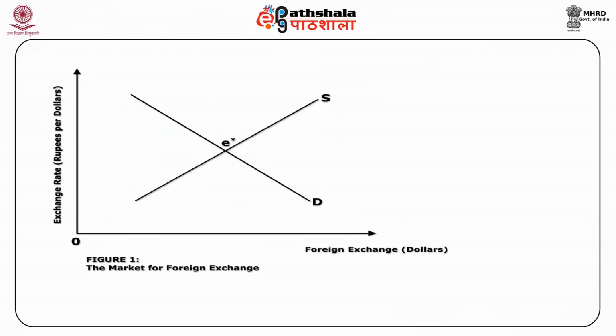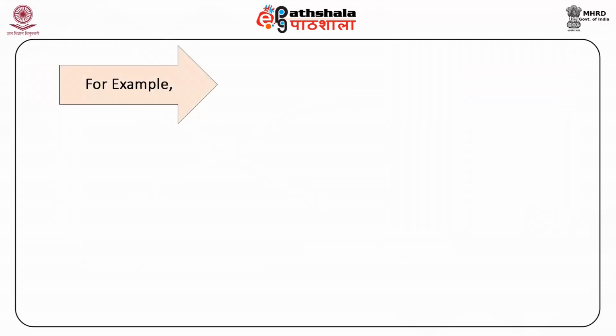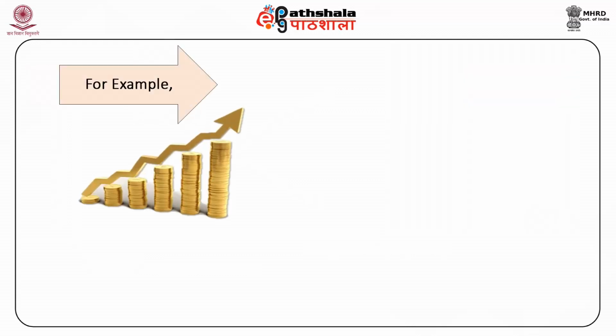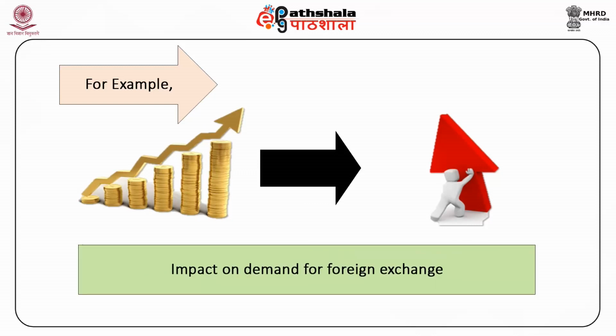The figure shows how the equilibrium between demand and supply of foreign exchange determines the exchange rate in a system of flexible exchange rate. The equilibrium value is E star. The exchange rate remains at this level until there is some change in either demand or supply. But there will be a change in the equilibrium exchange rate if there is a change in any of the factors affecting demand and supply. For example, consider an increase in disposable income of Indians. This increases the demand for all products, domestic or foreign, and hence has an impact on demand for foreign exchange.